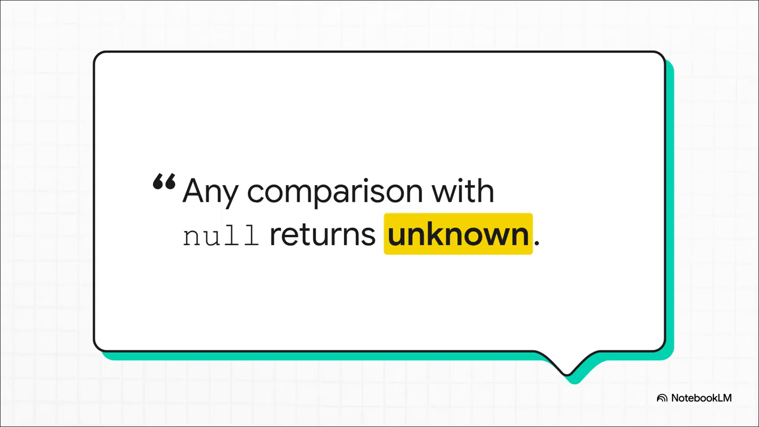This really gets to the heart of the null mystery. Anytime you try to compare anything to null, the database doesn't say true and it doesn't say false. It just throws up its hands and says unknown. And this leads to a completely different way of thinking that we call 3-valued logic.